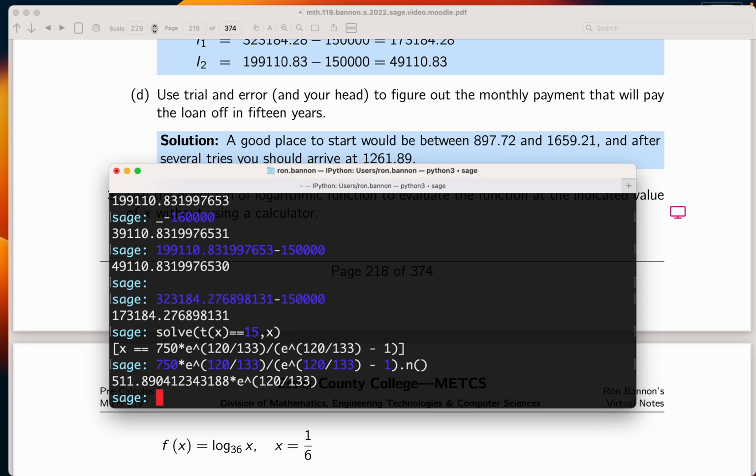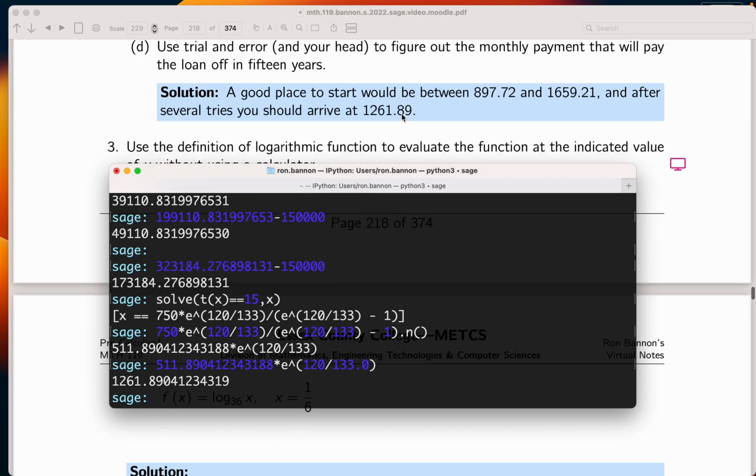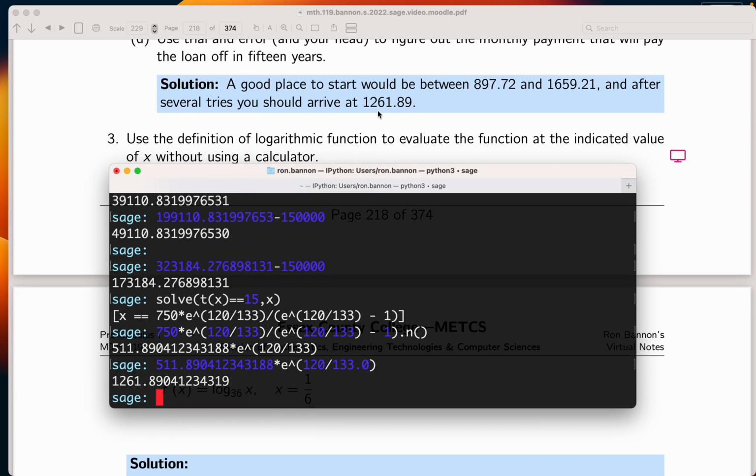You know what? That E there. Let me do this over here. I'm going to go back over it, copy paste, and I'll put a decimal there to force it. And I get $1,261.89. Let's see what they got. Yeah, $1,261.89.